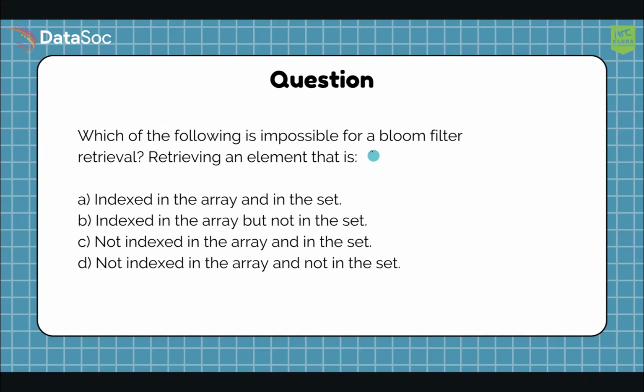Which of the following is an impossible property for a Bloom filter retrieval, right? So retrieving an element that is indexed in the array and in the set, indexed in the array but not in the set, not indexed in the array and in the set, and not indexed in the array and not in the set. So if anyone wants to share the answer, they can quickly put the option in the chat.